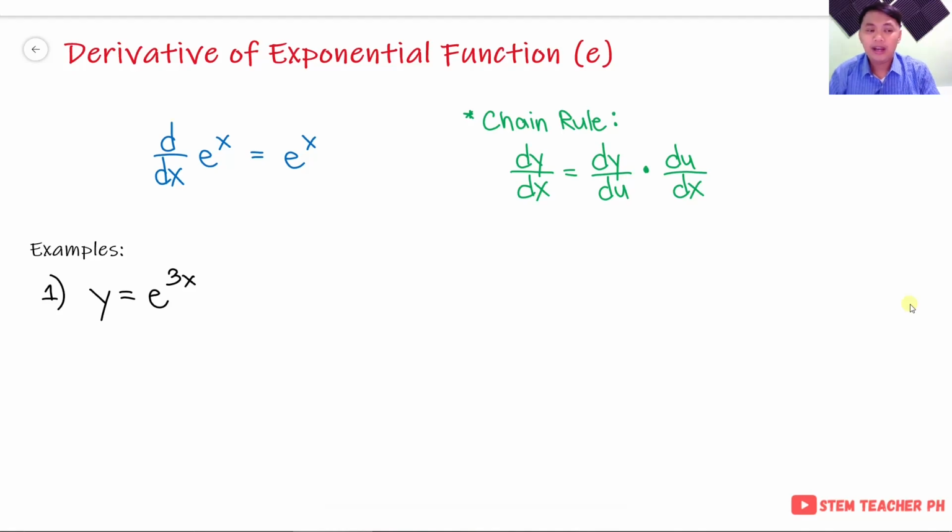Hello everyone! Pag-usapan natin ang derivative of exponential function involving the mathematical constant, the Euler's number e. Isa ito sa pinakamadali na formula when it comes to getting the derivative kasi kapag kukuhanin natin ang derivative with respect to x ng e raised to x, it is simply the same e raised to x. So walang nagbago sa kanya. Kaya madali siyang kuhanan ng derivative.